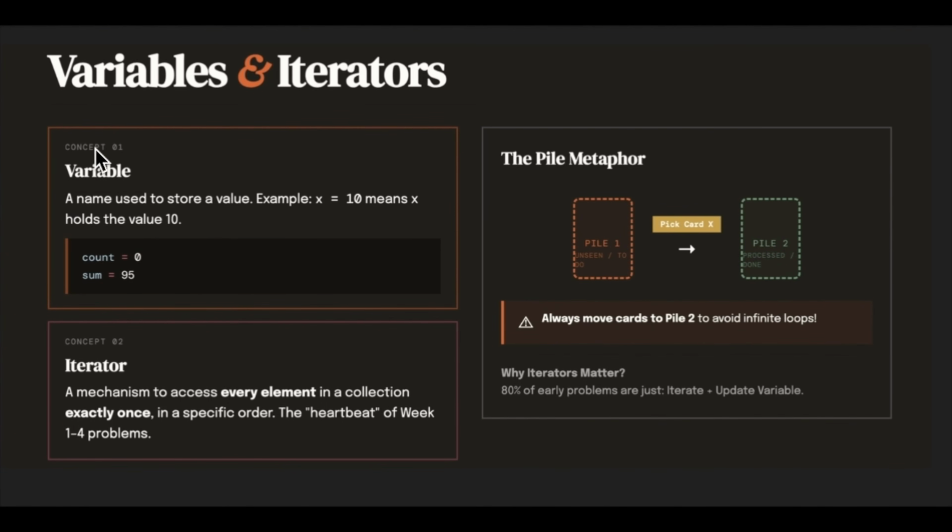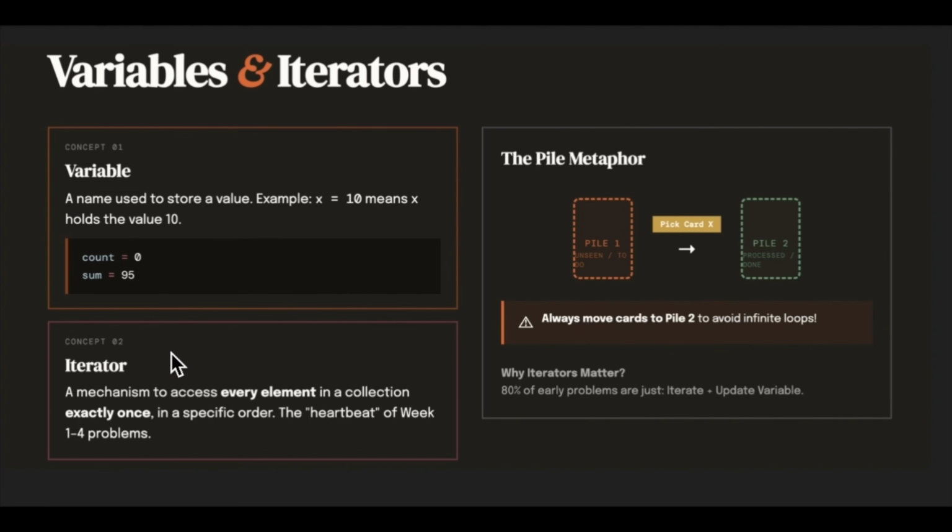So let's start with the variable. A name used to store a value. A variable is basically just a name that holds a value. Think of it like a label box. You write a name on the box and you put something inside it. So if I say x equals 10, that means the box called x is holding the number 10. Simple. Now, in the slides, we saw examples like count equals 0 and sum equals 95. So it means count is a box holding 0 and sum is a box holding 95. You can change what's inside the box later also. And that's the whole point of a variable.